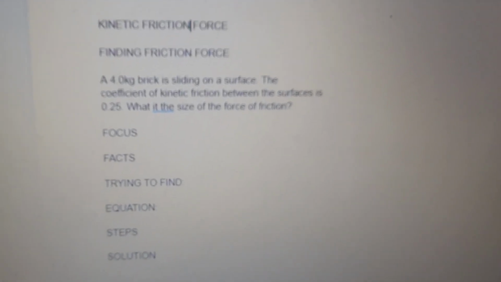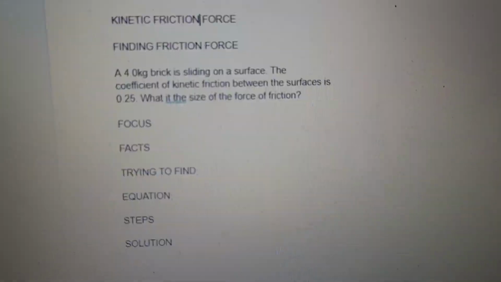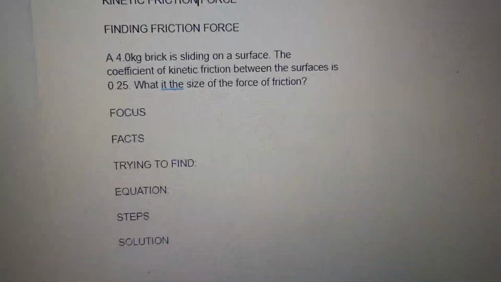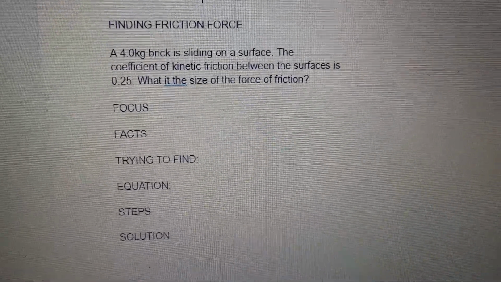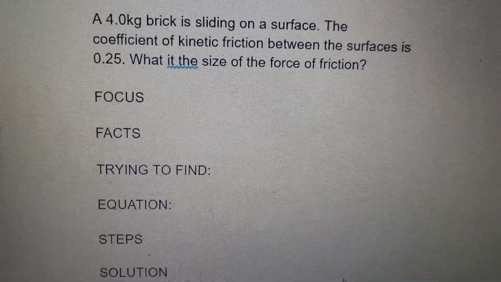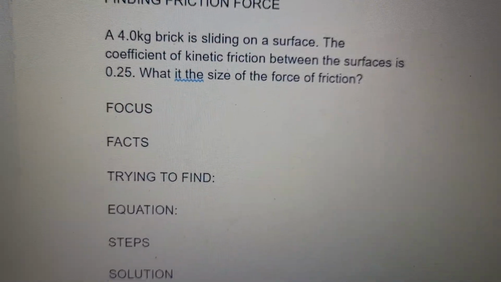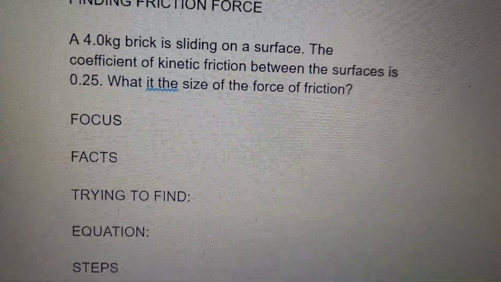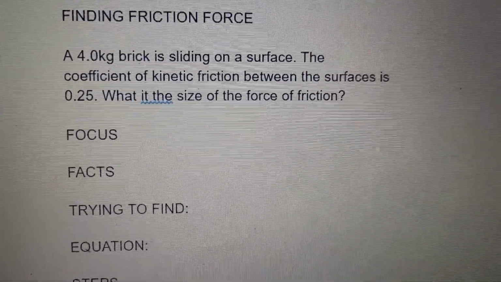So this is going to be more on how to solve for friction force, how we're finding friction force. Can somebody read the problem? A 4 kg brick is sliding on a surface. The coefficient of kinetic friction between the surface is 0.25.